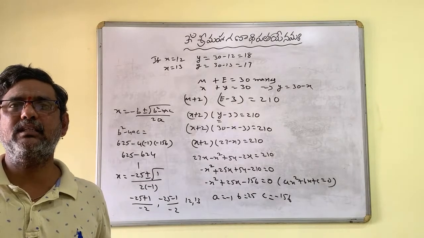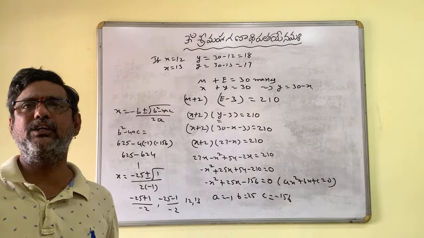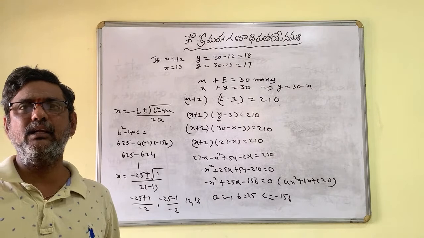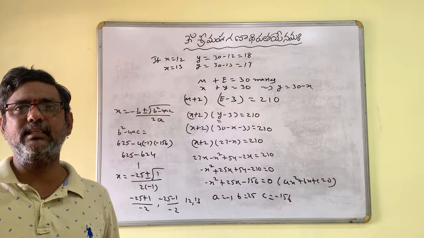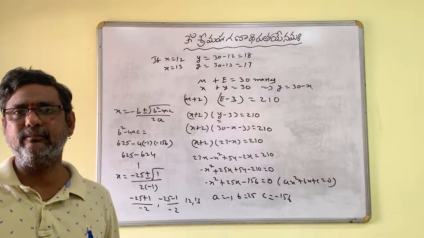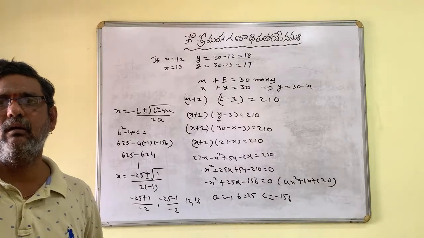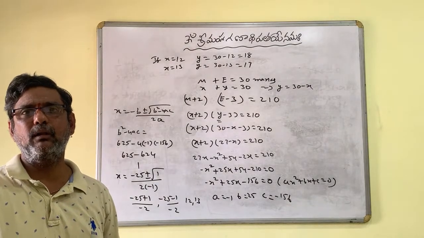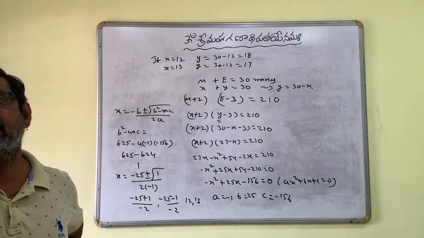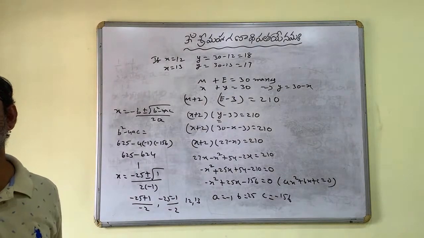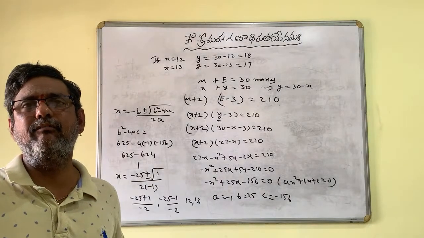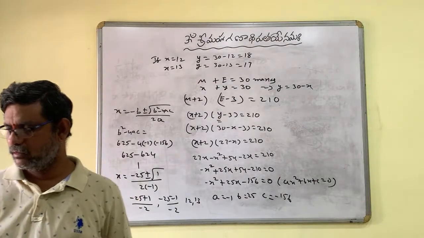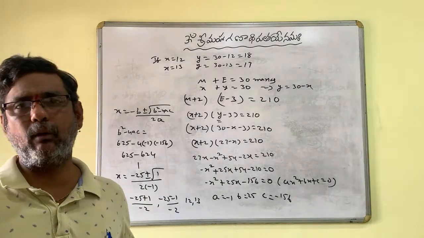So if marks in mathematics is 12, then English is 18. If marks in mathematics is 13, then English is 17. In both the cases, 12 plus 18 is 30, 13 plus 17 is 30. Now add 2 to maths: 12 plus 2 is 14. 18 minus 3 is 15. So 14 into 15 is 210 only. So we have two possibilities here.